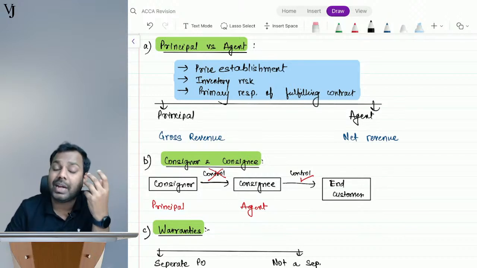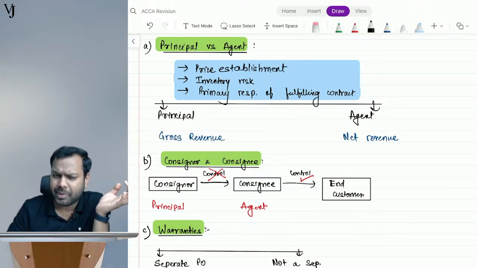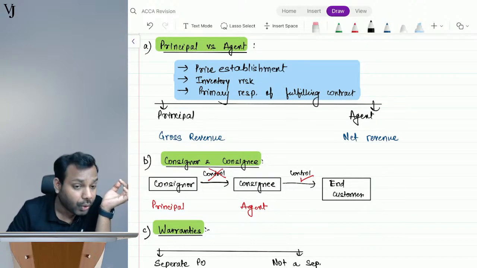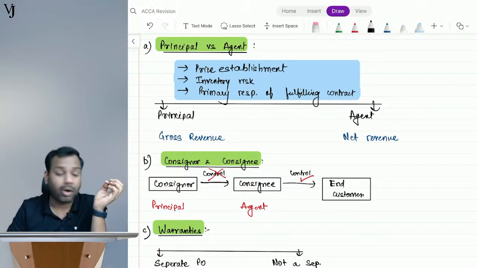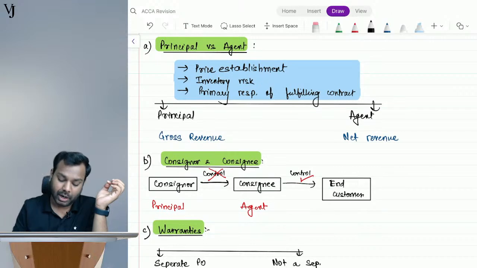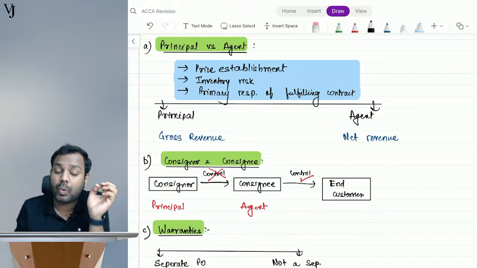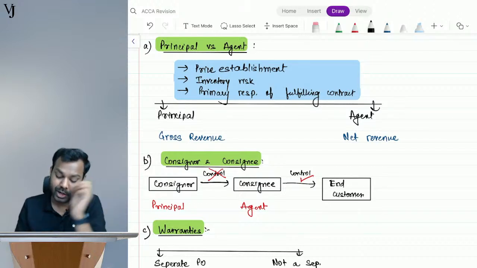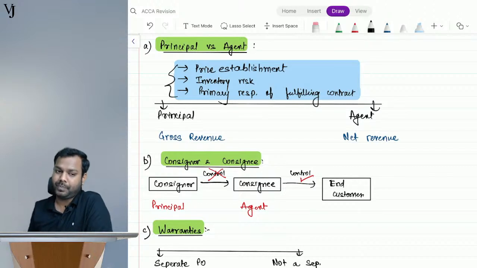Second, who bears the inventory risk? Do you think Amazon bears the inventory risk? No. It's the seller who bears it, not Amazon. Third, who has the primary responsibility of fulfilling the contract? It's the seller who has the primary responsibility of fulfilling the contract. It's not Amazon. So we will analyze these three conditions.